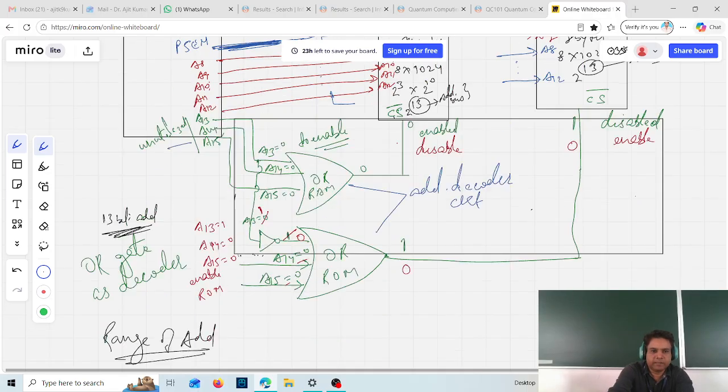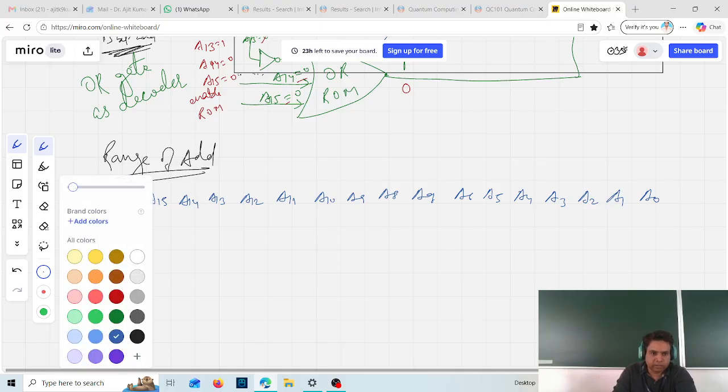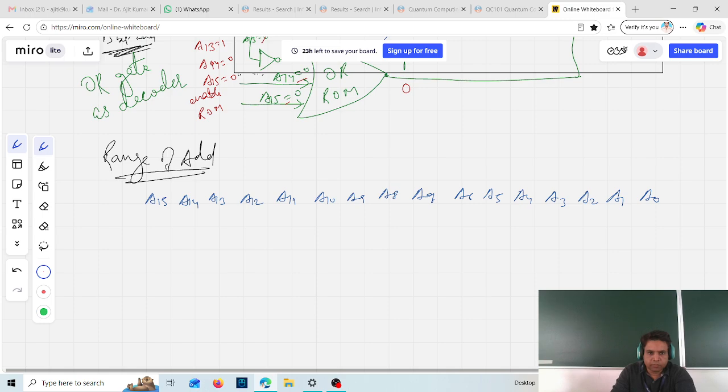And now the final answer is I'm going to write the range of address. I'll start from here. Let's say higher address A15, then A14, A13, A12, A11, A9, A8, A7, A6, A5, A4, A3, A2, A1, A0. So let me finish quickly because the battery is running out here. You know that A0 to A12 were directly connected, so segregate it into two parts.